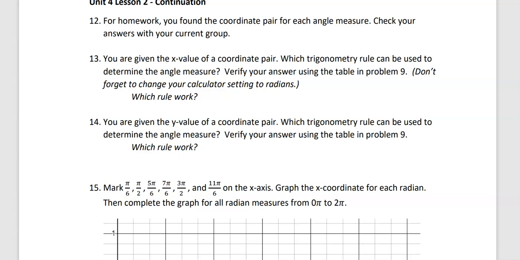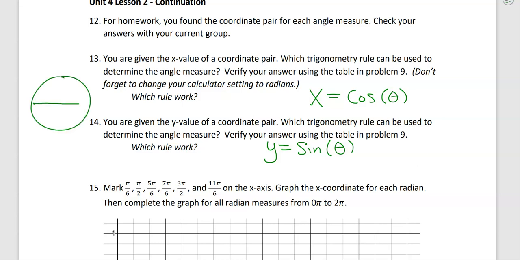So problem 13 is asking you to give a trig rule that will help us find the x value. So in finding the x value, we use cosine of theta. And for the y value, we use sine of theta. And this idea will come back in the next lesson. So keep in mind that we use cosine theta because in our unit circle, I'm looking for the x value or the y value.